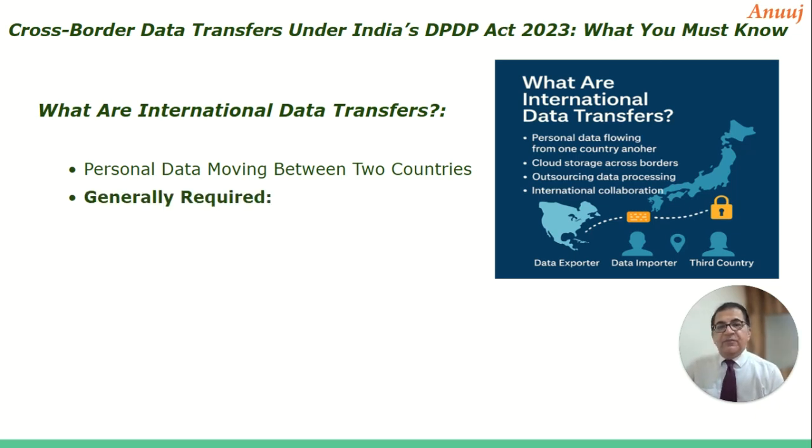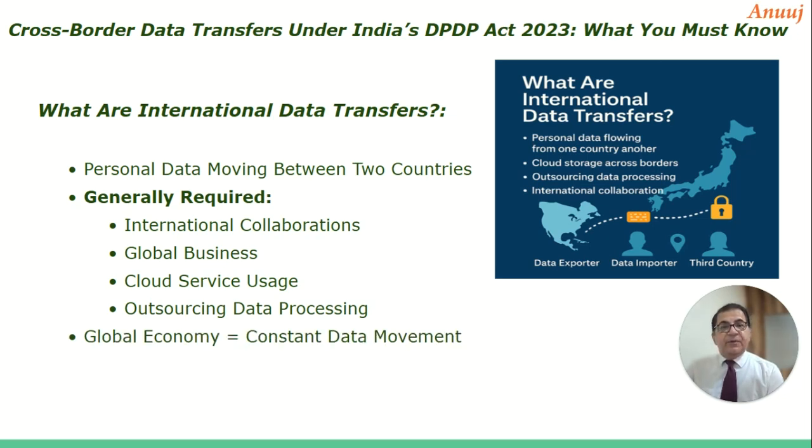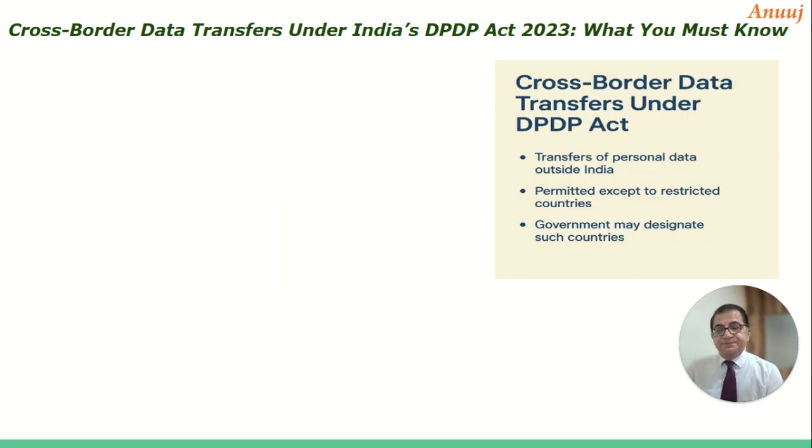There could be various factors why we need this. You could have international collaborations, let's say you are exchanging your information with your foreign business associates. You are a global business and you have branch offices. You use cloud services. You outsource data for processing in a different country to save cost on data processing. So for all these reasons, data would move out of your country into another third country. Please remember, global economy means data moves constantly from one country to another.